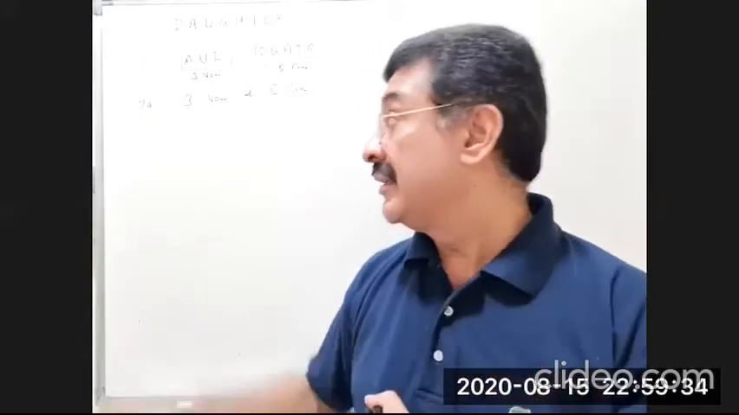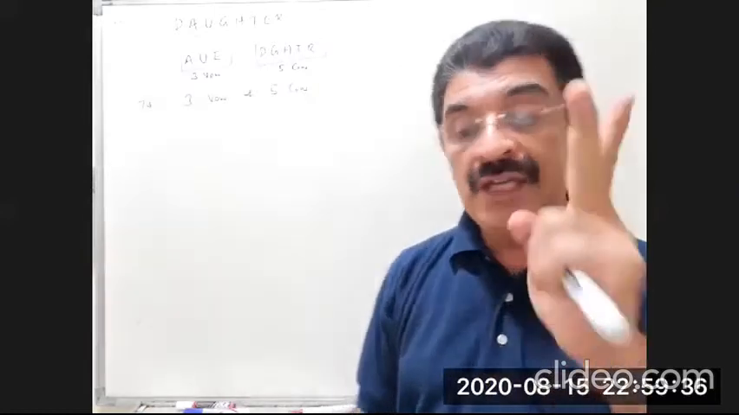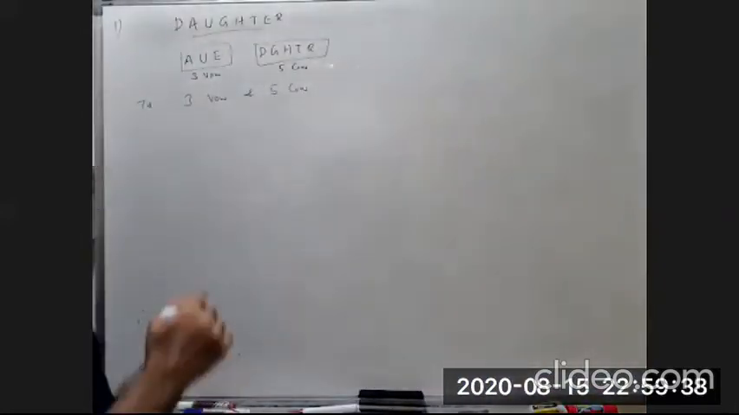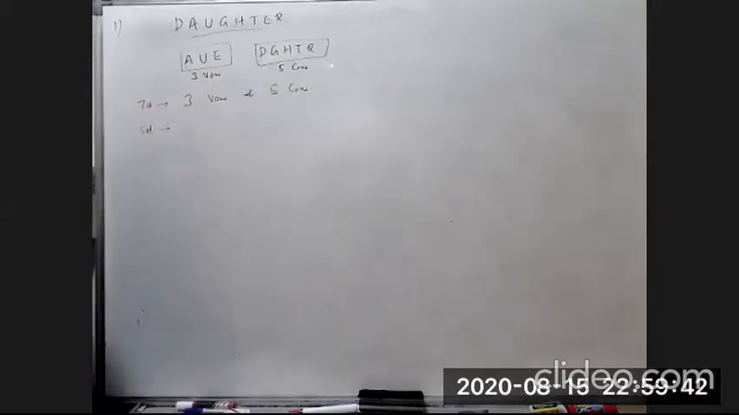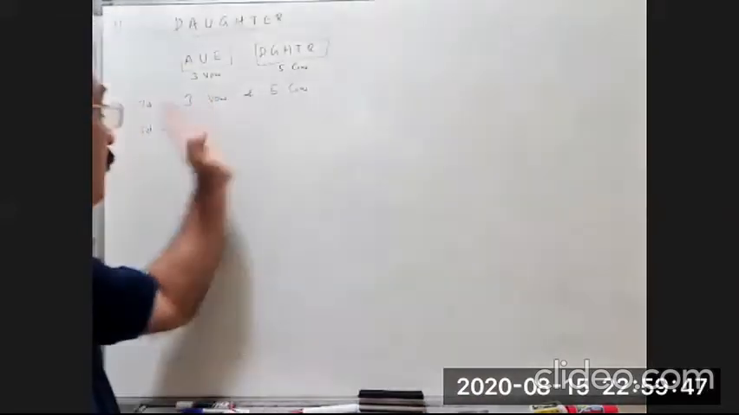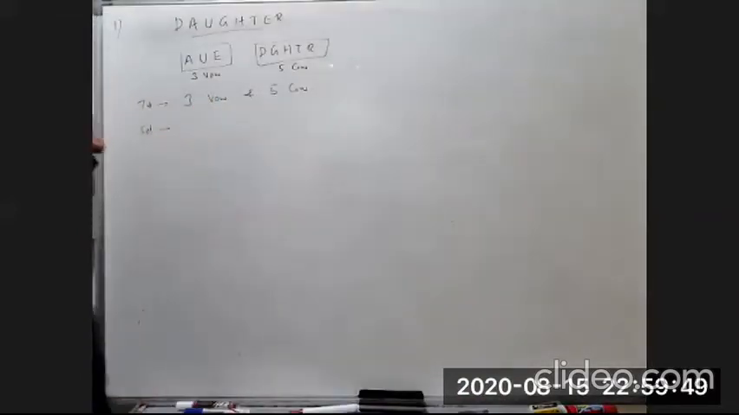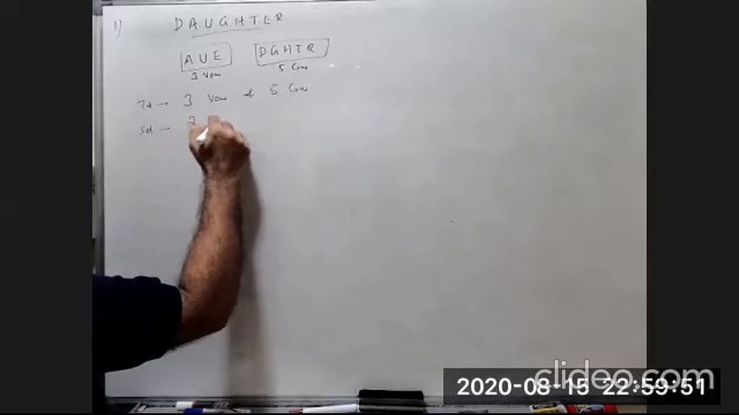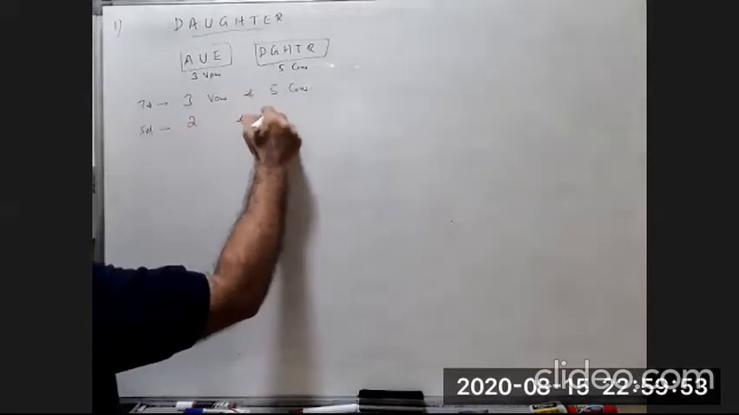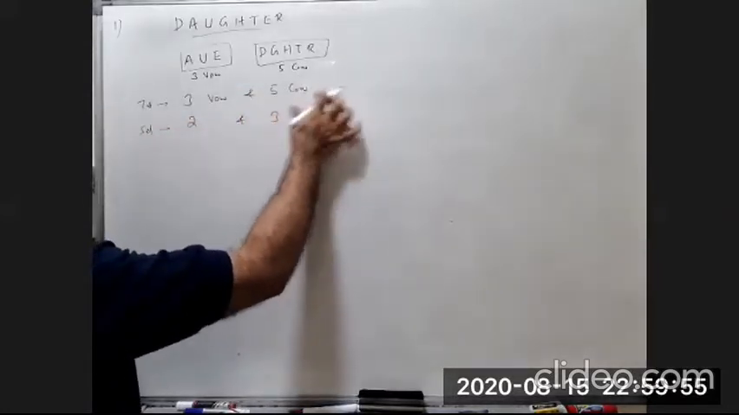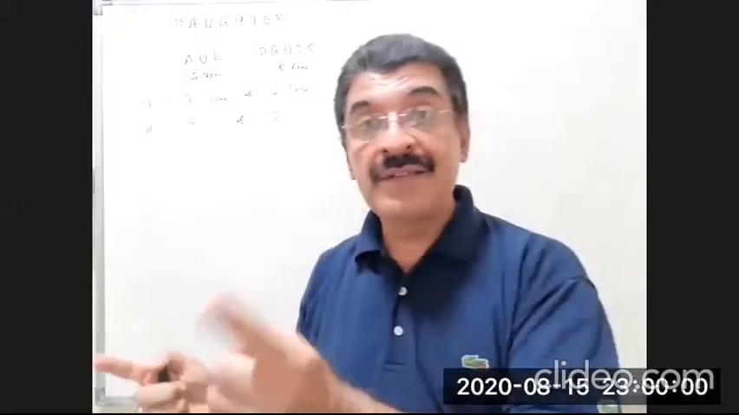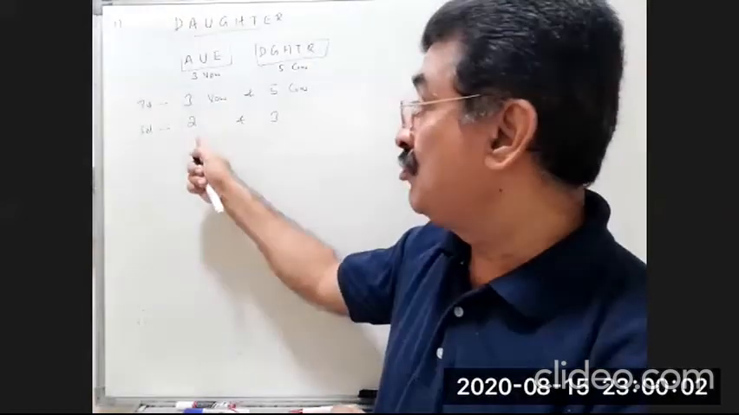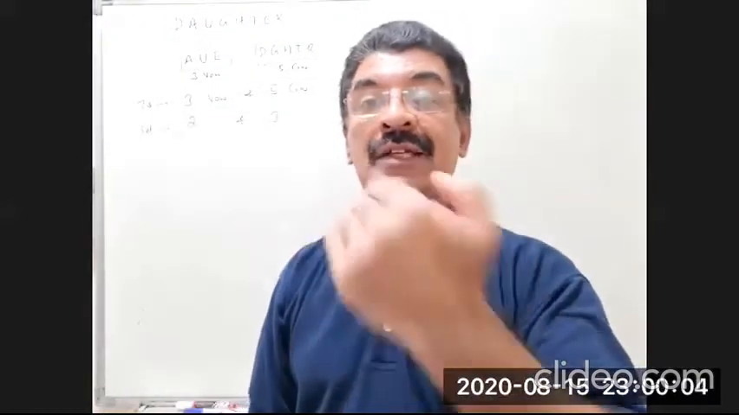In that, from 3 vowels we need to take only 2 vowels. So we have a selection. Why? Because from 3 vowels we don't have to take all 3, we have to take 2 vowels. And from the 5 consonants, 3 consonants. So first is the selection of these 2 vowels and 3 consonants.